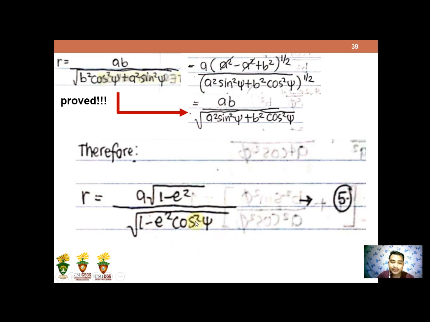as the other available parameter, which is a, the semi-major axis. So therefore, r is also equal to a times square root of 1 minus e squared all over square root of 1 minus e squared cosine squared geocentric latitude. So we proved that they are equal. This will now be our equation number 5.